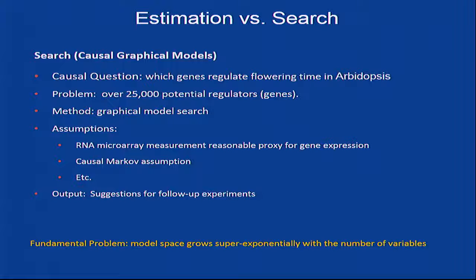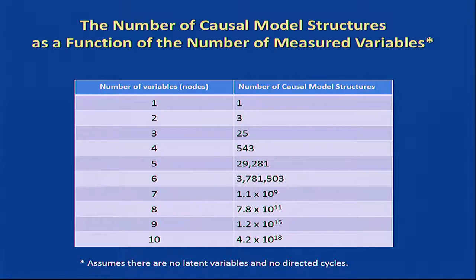Okay, so besides the assumptions, which are definitely important to make and incredibly controversial in some circles, the fundamental problem with model search is that the number of models to search over grows super exponentially with the number of nodes in the space. So here's a depiction of how many models, even eliminating cycles and not including latent confounders, there are if I have 1 through 10 variables.